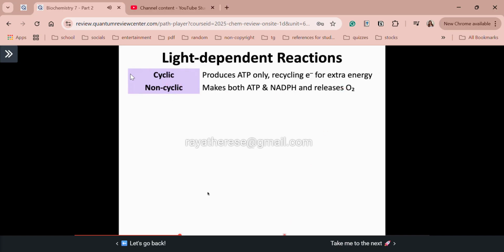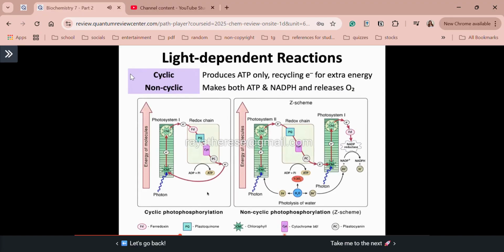Let's check the diagram comparing your cyclic and non-cyclic. Now, class, please check our legends here. So we have your different complexes, mobile electron carriers, and light harvesting pigments. Also, please identify what are your mobile electron carriers and your pigments. Let's check. Class, ferredoxin, si plastoquinone. So ferredoxin is abbreviated as FD. Plastoquinone is PQ. These are your mobile electron carriers, similar with plastocyanin. So actually, class, si FD nga is tightly linked to your NADP+ reductase.